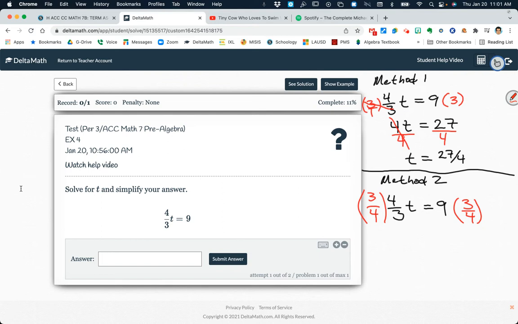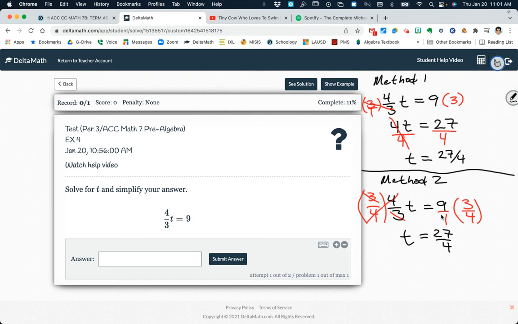Okay? Multiply by the reciprocal. Because look, 3 cancels with 3, 4 cancels with 4, and I no longer have a denominator or numerator. We just have t. And on the other side, I'm multiplying 9 ones times 3/4. What's my answer? Same answer, right?